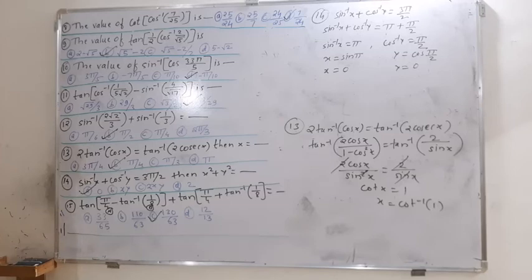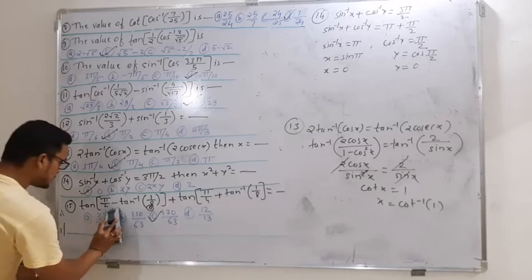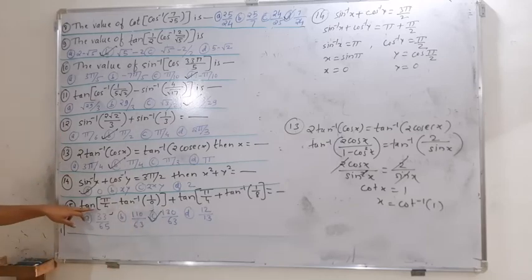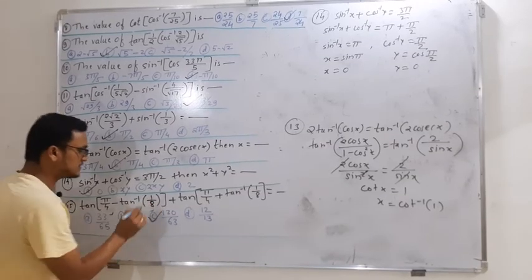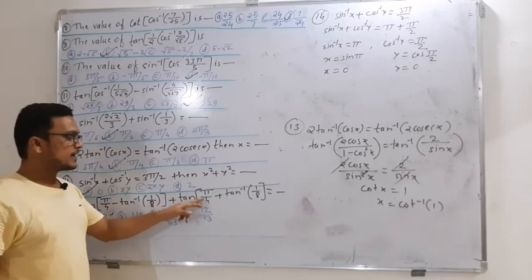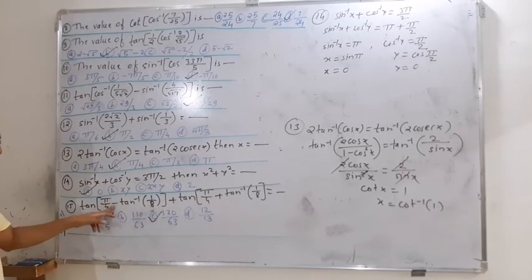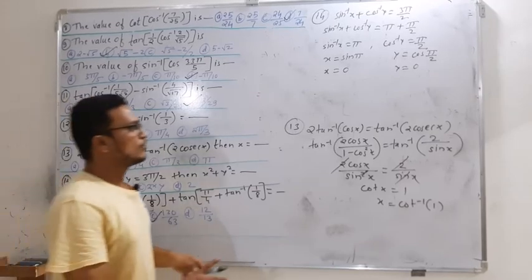Then the last question, we have to see here. What is the last question? It is number 15. Tan of pi by 4 minus tan inverse of 1 by 8, plus tan of pi by 4 plus tan inverse of 1 by 8. So there is just a slight difference: here it is minus, there it is plus. And how to simplify this?